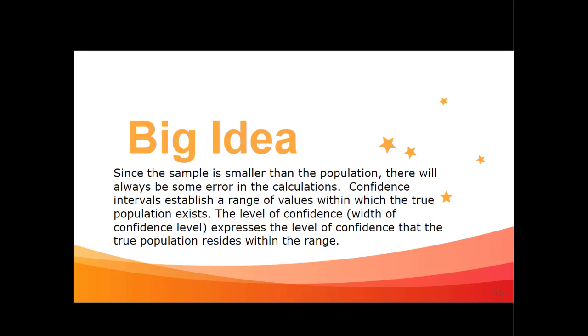Today's big idea is that since the sample is smaller than a population, there will always be errors in the calculations. Confidence intervals allow us to establish a lower bound and an upper bound within which the true population can exist. The level of confidence is related to the width of the confidence level. The wider the confidence level, the more confident you can be that the true population exists within that range. The smaller the width of the confidence level, the less confidence you should have that the true population exists within that range. So that's it for today.